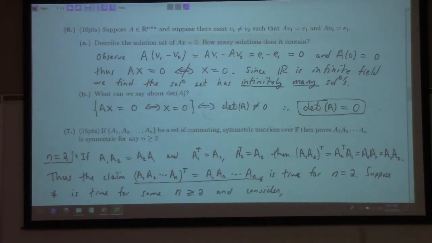Which in the case of an infinite field means that the solution set's infinite, right? Because the reduced echelon form is not the identity matrix. It has a row of zeros, which corresponds to there being at least one non-pivotal variable, which then implies infinitely many solutions.